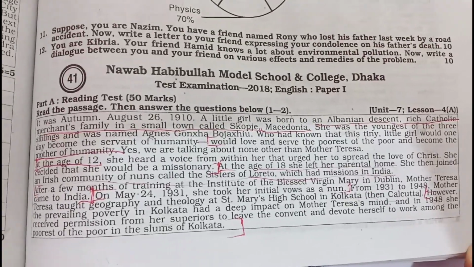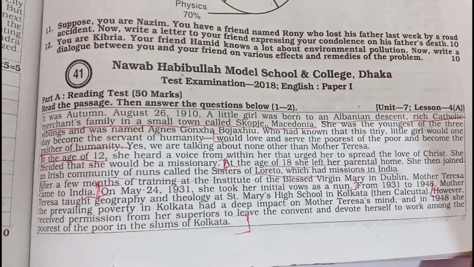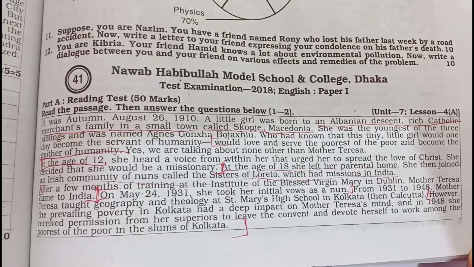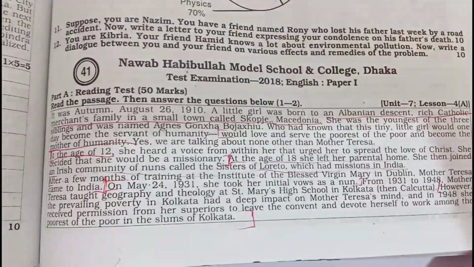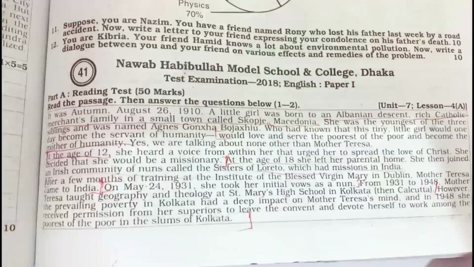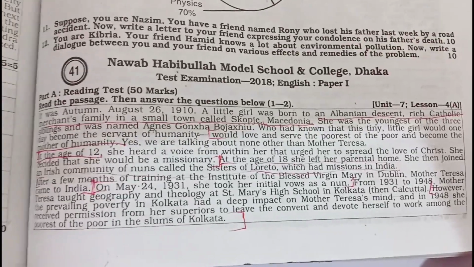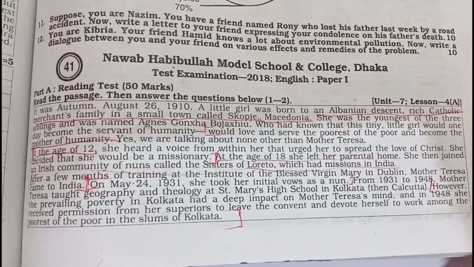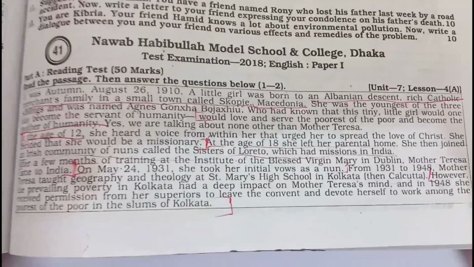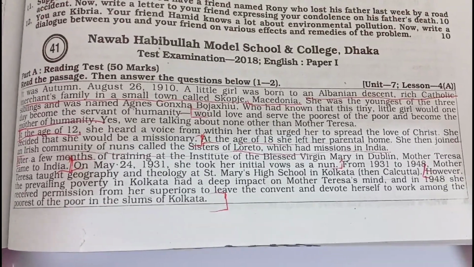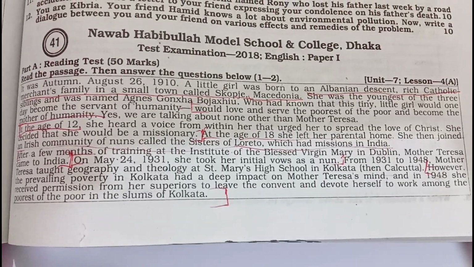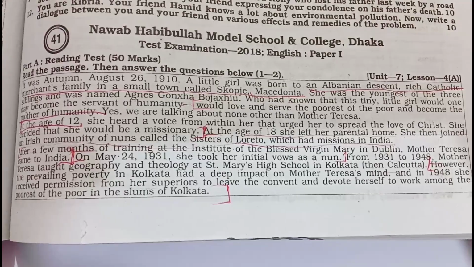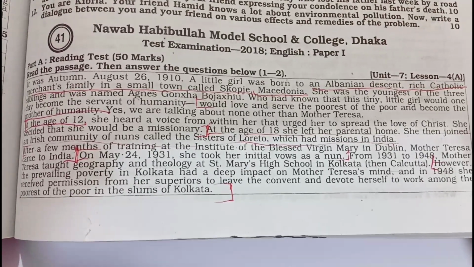Well, it was autumn, August 26, 1910. A little girl was born in an Albanian descent rich Catholic merchant's family in a small town called Skopje, Macedonia. Please, dear students, underline this line, because it may help you to answer a question from this line. After that, we can see that she was the youngest of the 3 siblings and was named Agnes Gonxha Bojaxhiu. Actually, it is her full name.